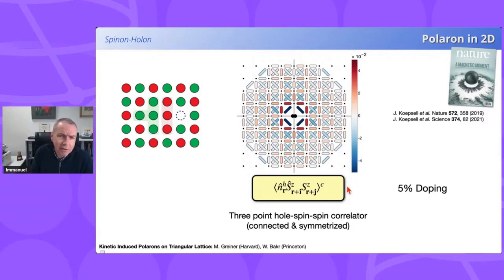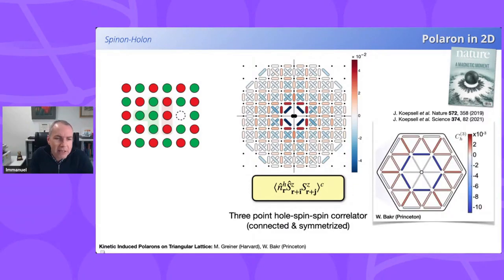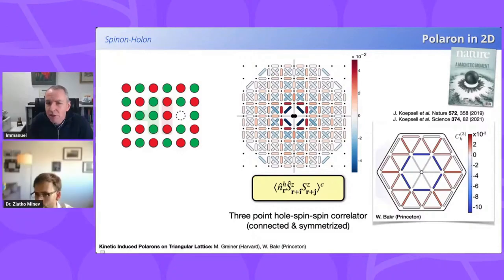And there's actually a very recent nice experiment also from my colleagues in Harvard and Princeton. I just showed results here from Princeton, from Waseem Bakr's group, on how this works on a triangular lattice. There's a different kind of physics at hand. Frustration is at hand, and kinetically induced polarons form. But again, you can also see the distortion of the spin cloud surrounding this impurity moving around in the lattice.